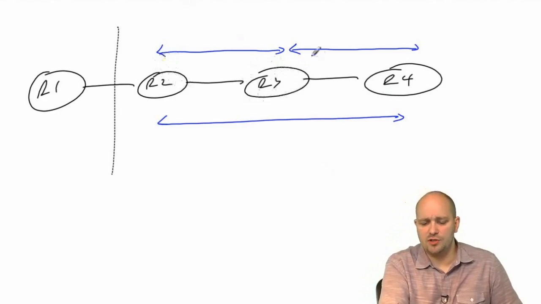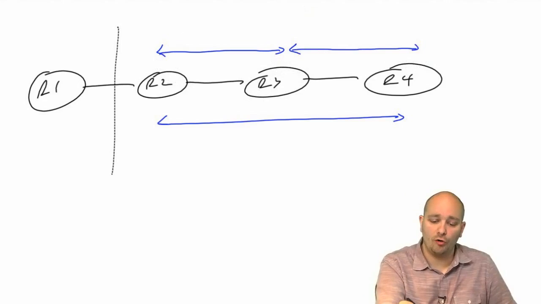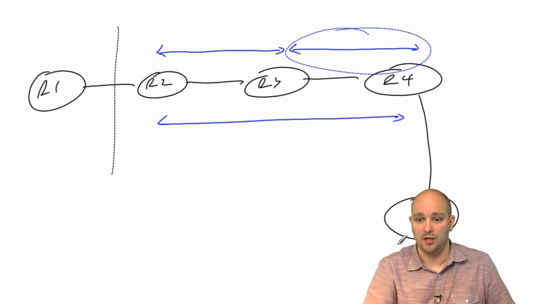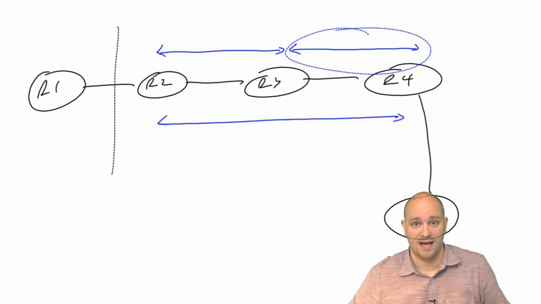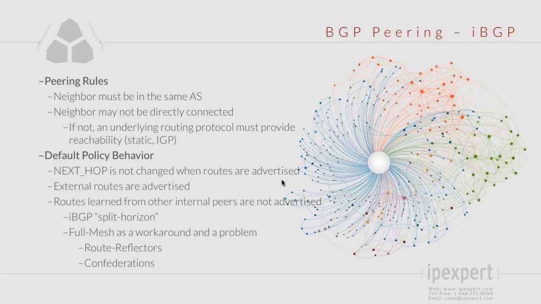Now you might be thinking, if R3 is not going to advertise the route to R4, what is the point of this peering session? Well, what if R4 had a connection to some router that is outside the AS, so yet another AS boundary here? How would R3 then learn about these routes? Well, over this peering session that is right here. So this is why we have to have the full mesh of peerings, to actually work around what I like to call IBGP split horizon.